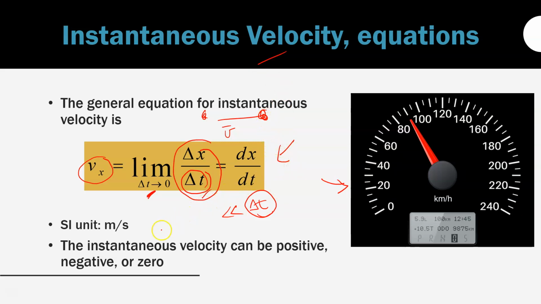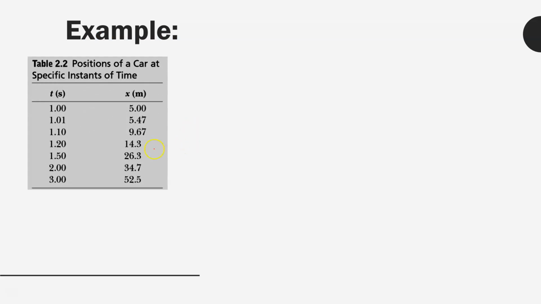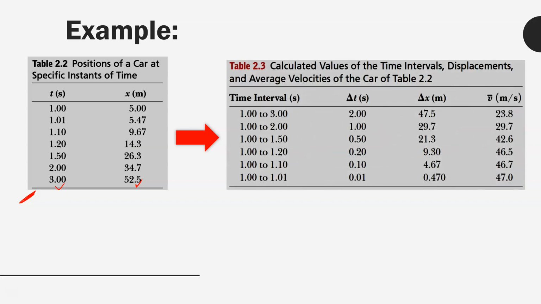The SI unit for instantaneous velocity is the same as for velocity, which is meter per second. And instantaneous velocity can be positive, negative, or zero. Now, the data in this table shows the positions of a car at specific instants of time. We can use this data to construct the table over here. So let's do some calculations.